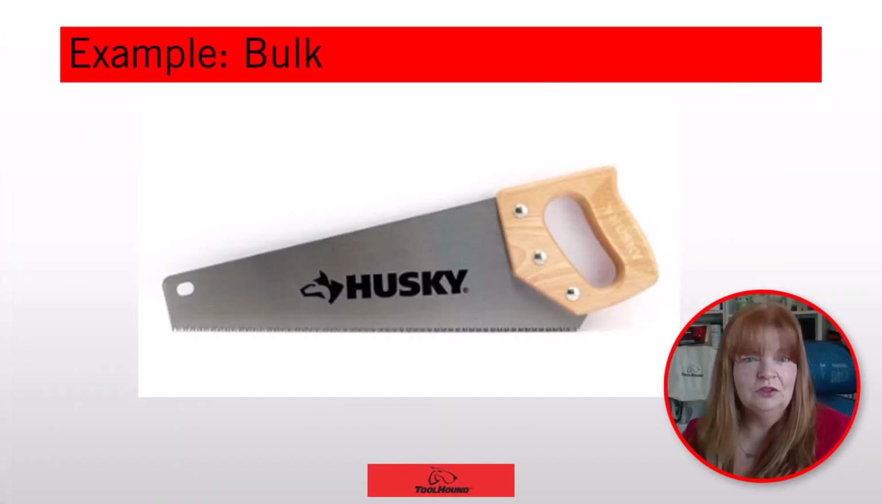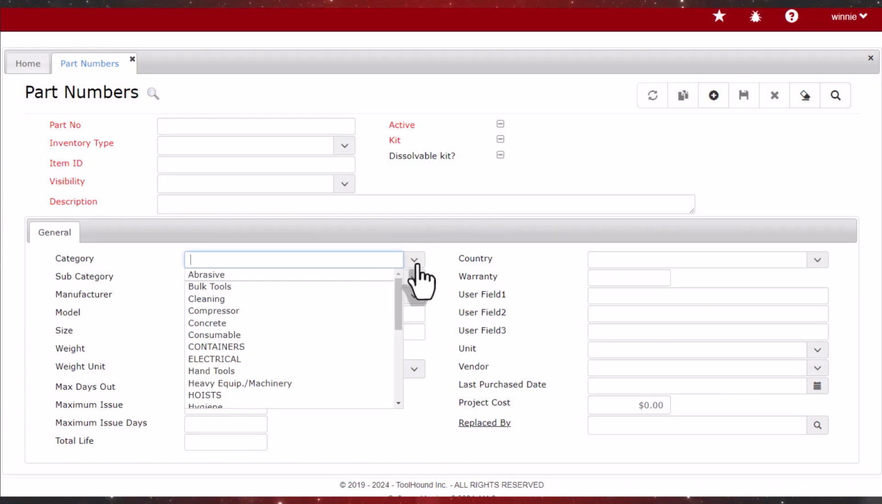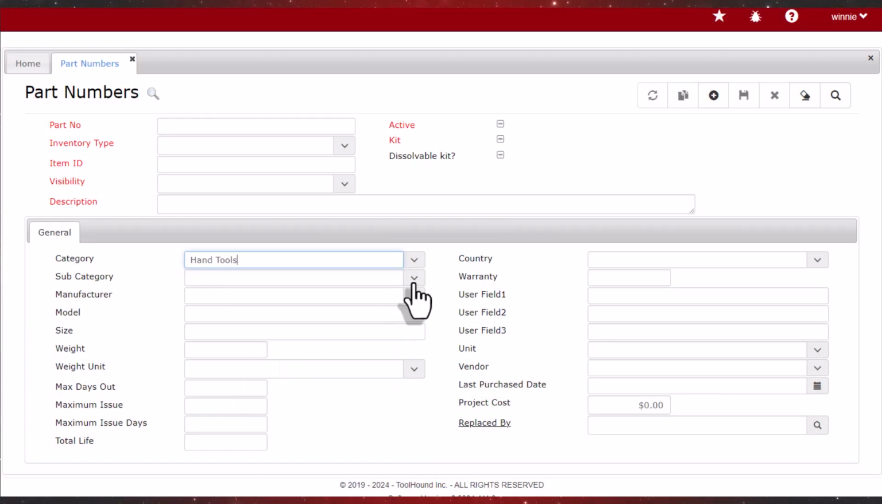Here we have a bulk tool. Let's see how to add it. On a blank part number page, we'll start by selecting the category.